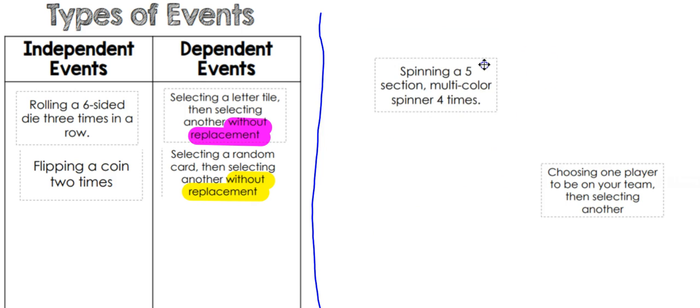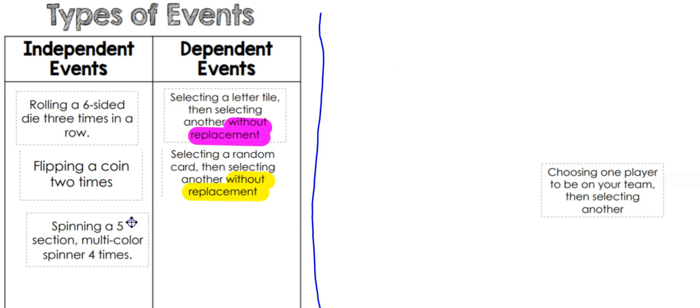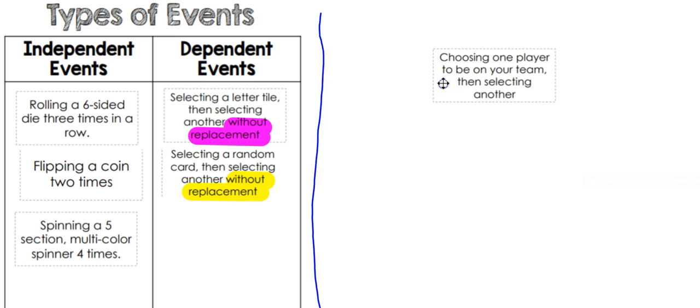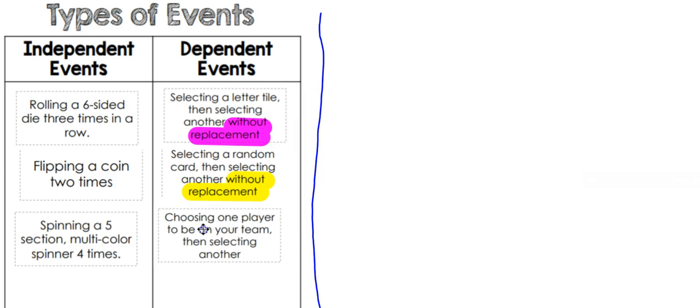All right, spinning a 5-section multicolor spinner 4 times. Each time I spin the spinner, it resets to spin again. What I got the first time does not impact what I get the second. So this is independent. And then finally, choosing one player to be on your team, then selecting another. Once you choose one player, you're going to have fewer players to choose from. So your second selection is impacted by what you chose the first time. So this is actually a dependent event.